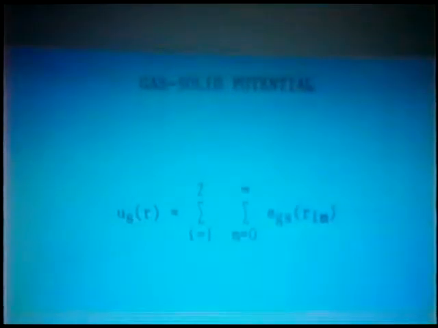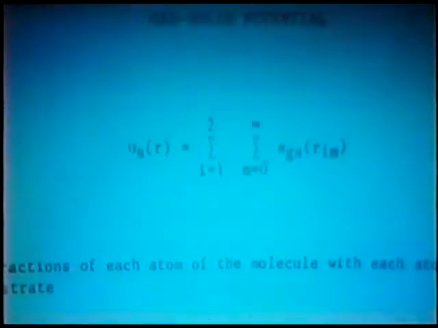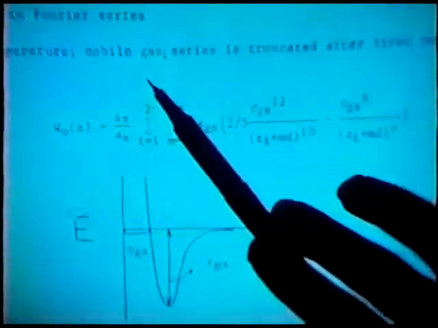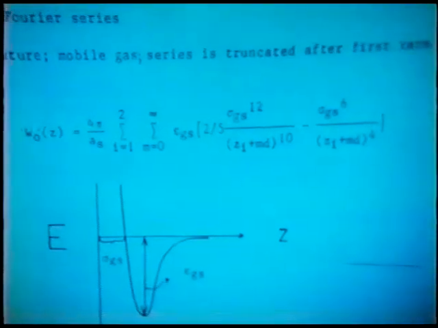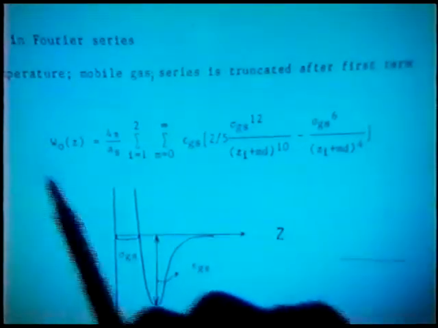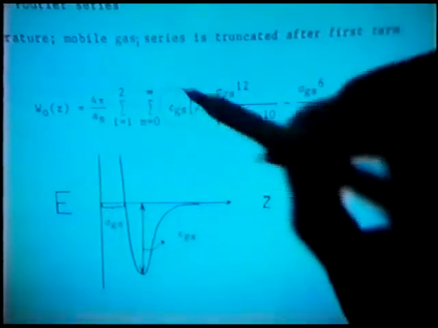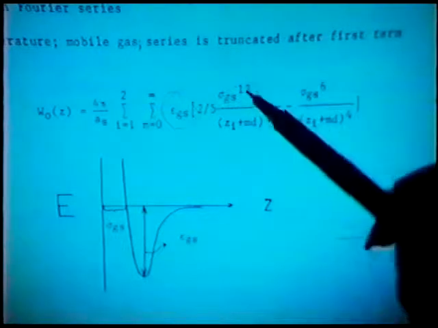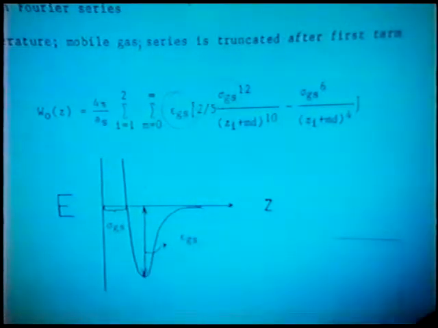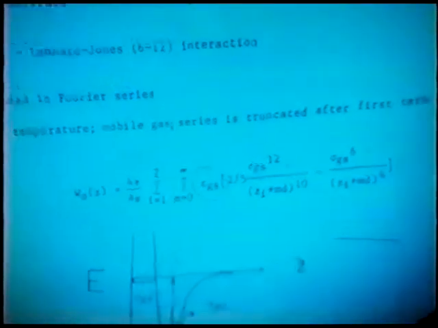Now, if we were to substitute this into that equation for B_AS, we would still have a very complicated function to evaluate. But it turns out that we can simplify this by expanding the potential in a Fourier series. Since we are dealing with high temperatures, we can consider that our gas is a mobile gas on the surface, and this Fourier series can then be truncated after the first term. This expression here is the first term of the Fourier series, and it contains two adjustable parameters: epsilon_GS, which is a well depth, and sigma_GS, which is the distance of closest approach. It can be thought of as something like a hard sphere collision diameter, although it's not necessarily equal to that value.